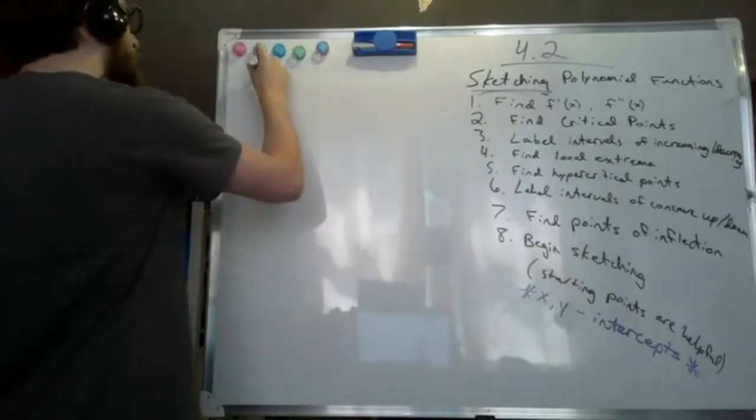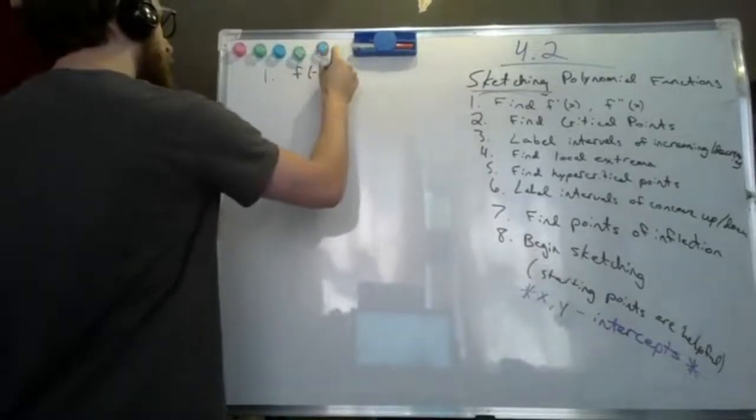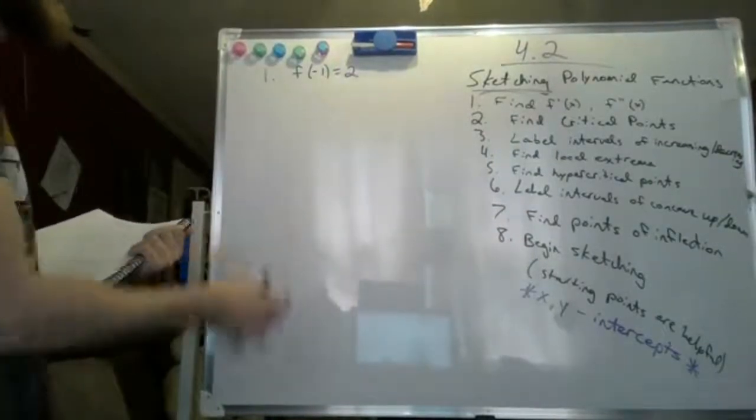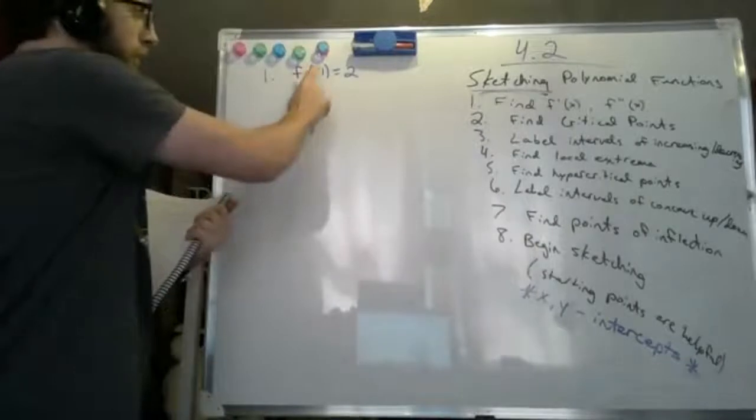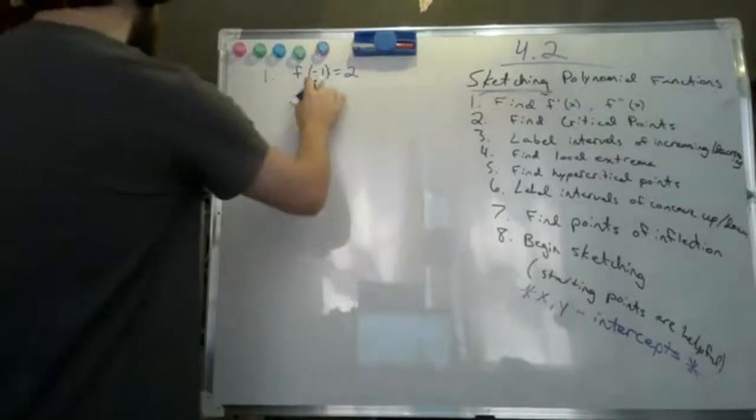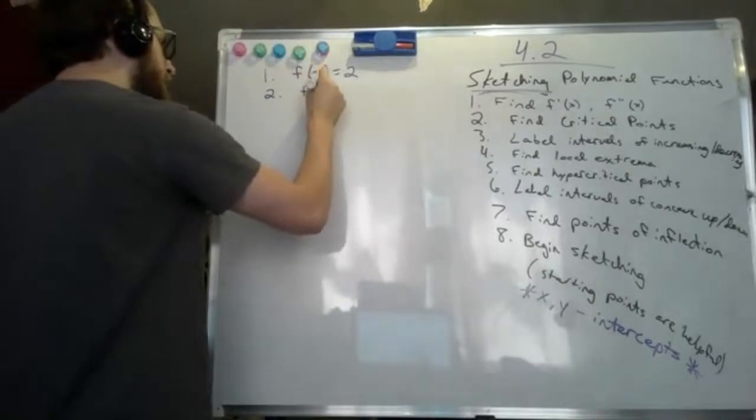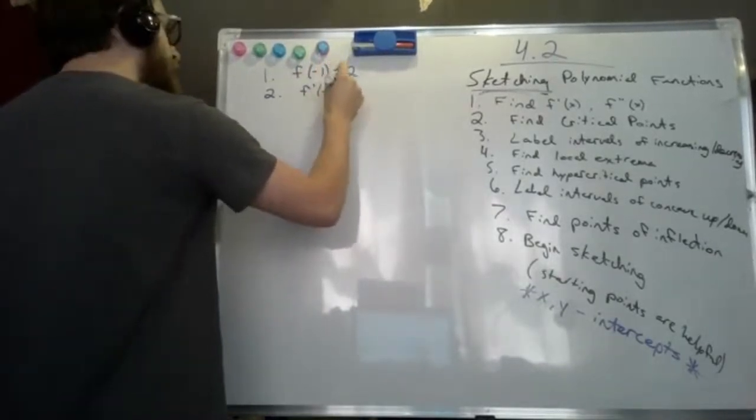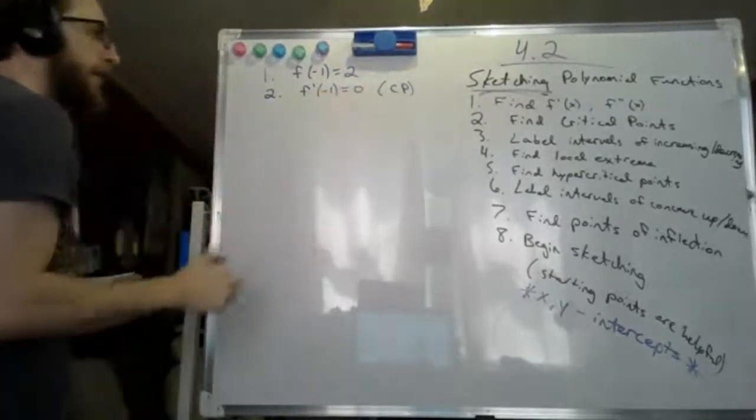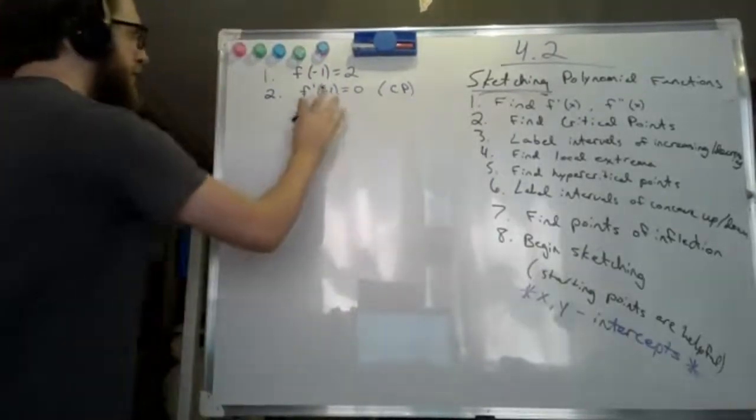What conditions? Well, 1, f of -1 is equal to 2. Like in that previous demonstration, I said at the very end that sometimes a point will be given to you. This is a given point. This will be a starting point we can use when we're ready to graph it. What else? 2, f prime of -1 is equal to 0. So this is a critical point. We want to make sure we label that on our number line we'll draw for the first derivative. So this is good. That's a critical point.